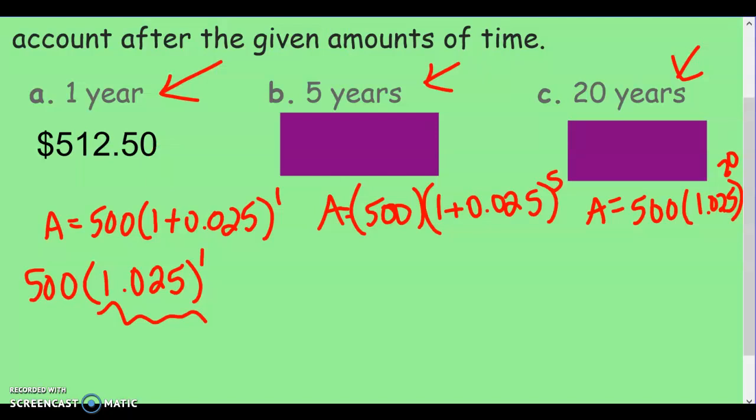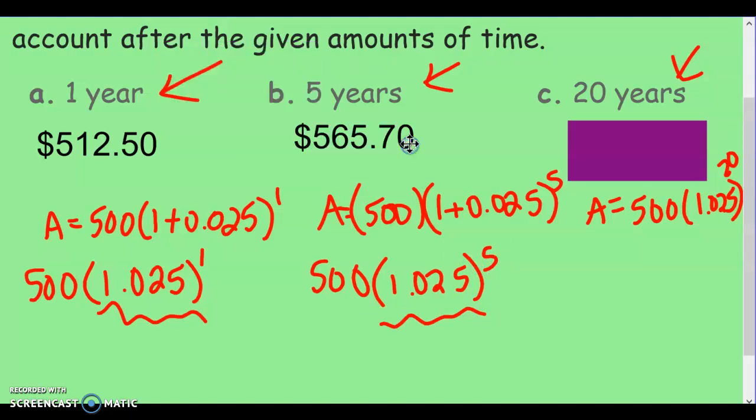If you're working through the next one, you're going to take your 500 and you're going to take it times 1.025 to the 5th. You're going to remember, do this part first. Take it times 500, and we're going to end up with $565. And the 20th one is already done for us, so we just have to take the 1.025 to the 20th. We're going to do that part first, and then you need to take it times 500.